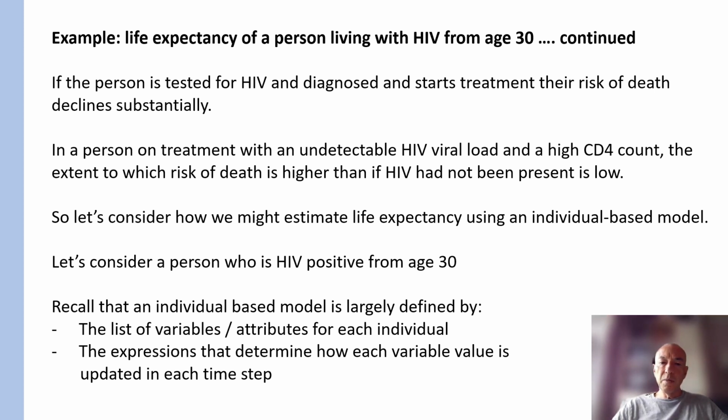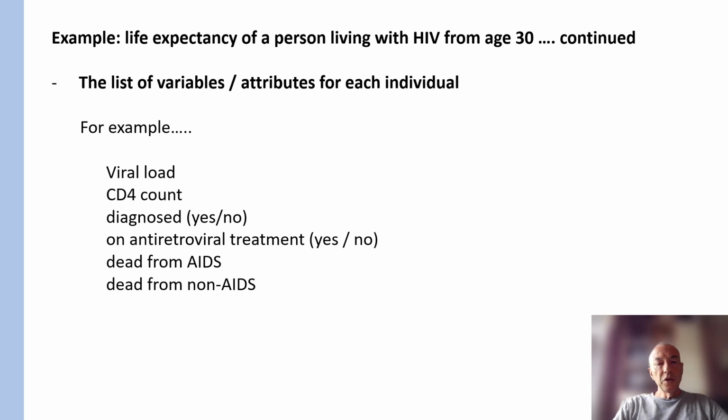So let's consider how we might estimate life expectancy using an individual-based model. Let's consider a person who's infected with HIV at age 30. Recall that an individual-based model is largely defined by the list of variables or attributes for each individual and the expressions that determine how each variable value is updated in each time step. So just considering a simple model as an example for illustration, the list of variables or attributes for each individual might be the HIV viral load, their CD4 count, whether they're diagnosed or not, whether they're on antiretroviral treatment or not, whether they've died from AIDS, and whether they've died from a non-AIDS condition.